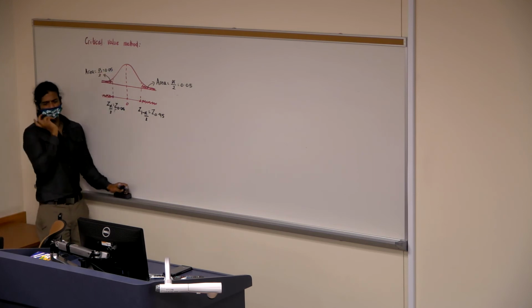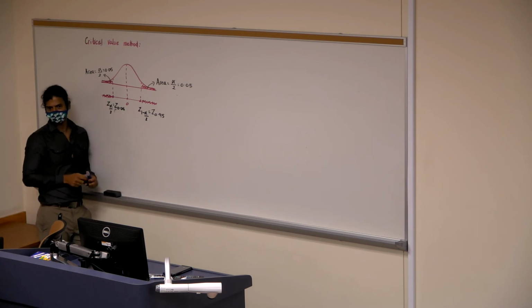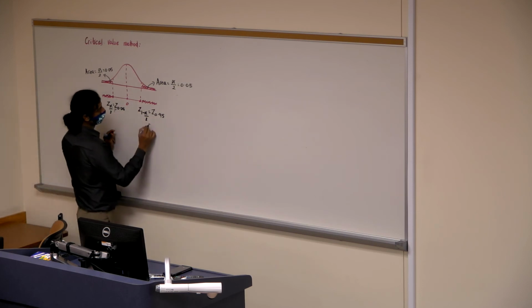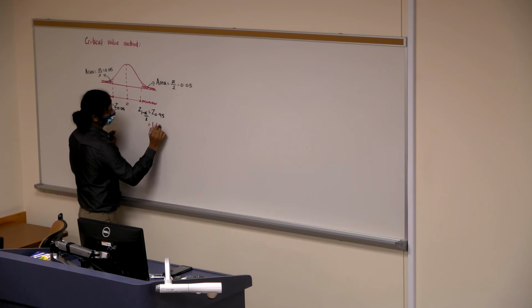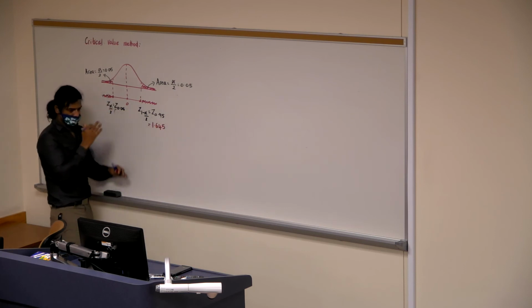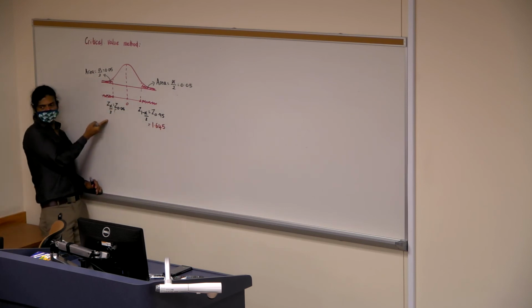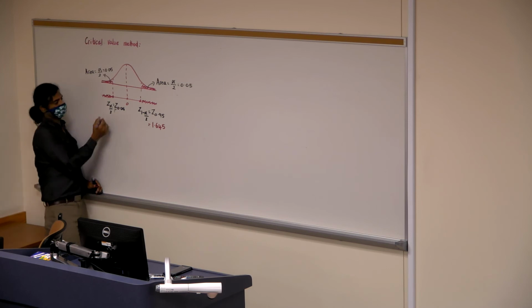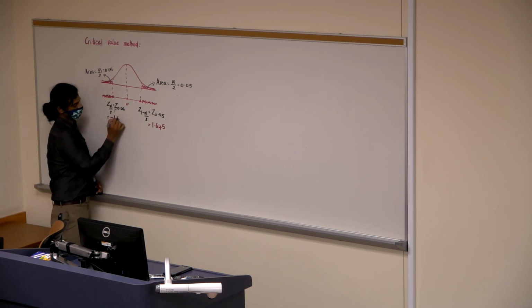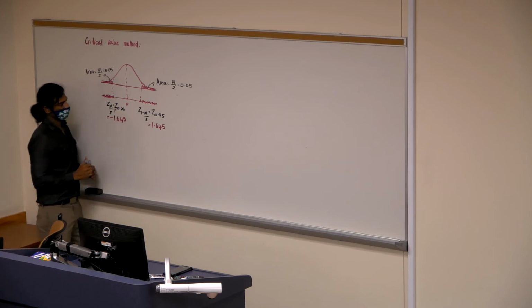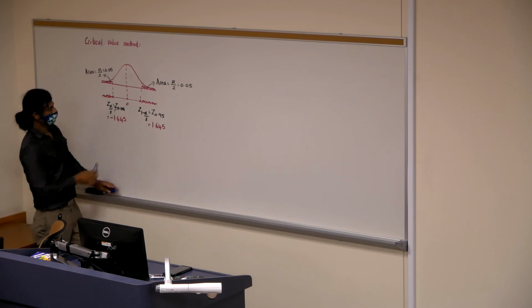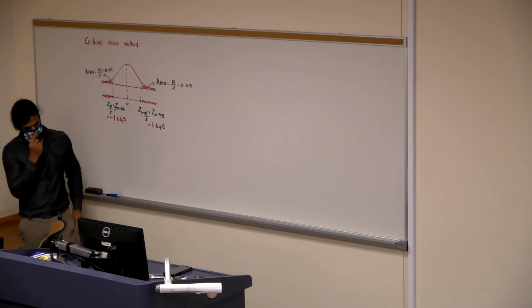And what do we get? We already know the answer from the previous problem, right? 1.645. If that is 1.645, what is this? Negative 1.645. So those are the critical values.